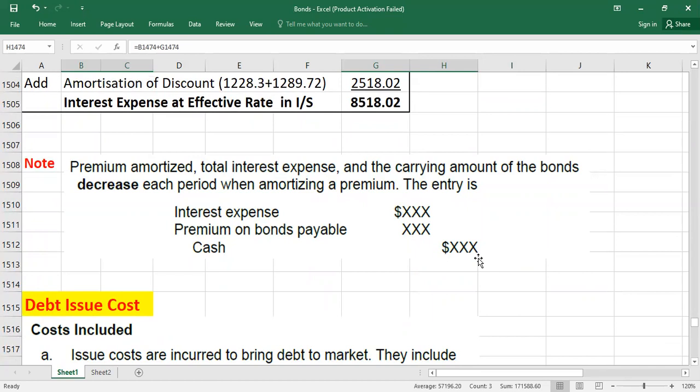By the way, if you want to learn properly with the help of calculation, I will provide you the link in the description for another video, because there I have already amortized the premium. The only difference is that I'm amortizing on an annual basis, while here you have to amortize after every 6 months.